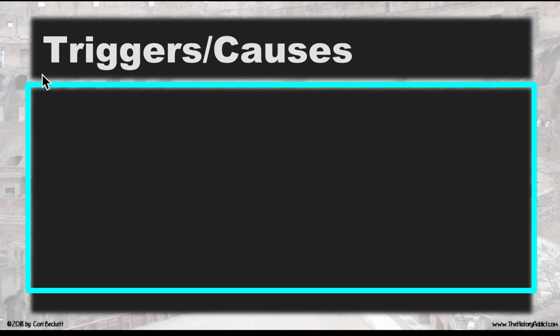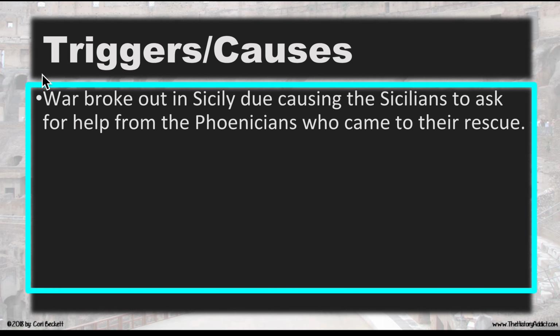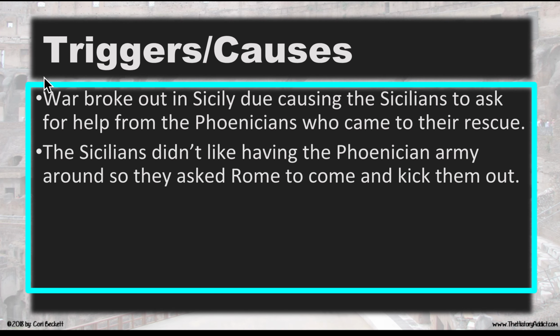Triggers and causes. Now this is where the drama starts because war broke out in Sicily due to the Sicilians asking for help from the Phoenicians who came to their rescue. So they were infighting, they were having some family drama, and some of the Sicilians went to Carthage and asked for help. But what ended up happening is they didn't like Carthage being there after they got that help. So they went around and they went to another friend, Rome, and asked them to kick the people that they had originally asked for help from out.